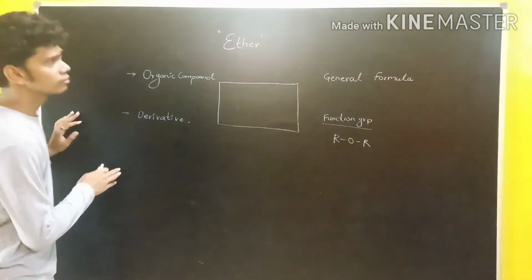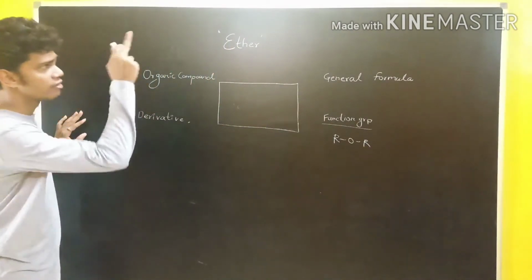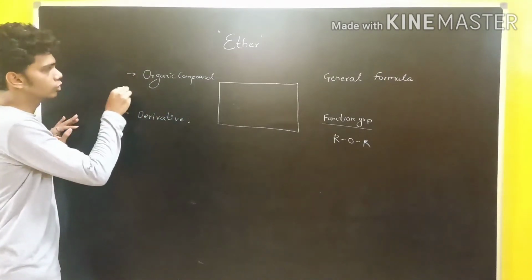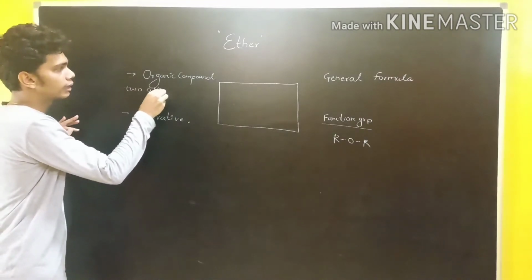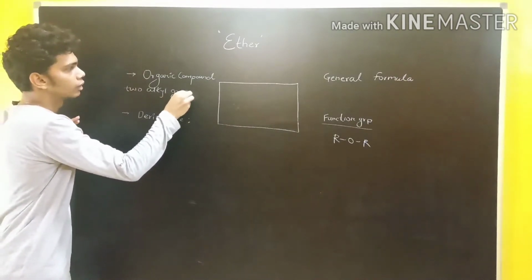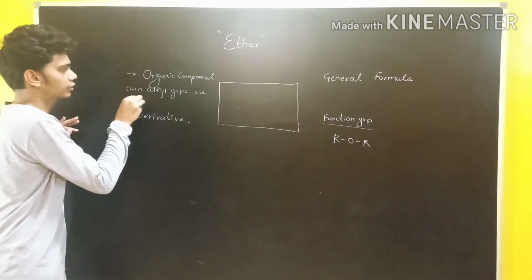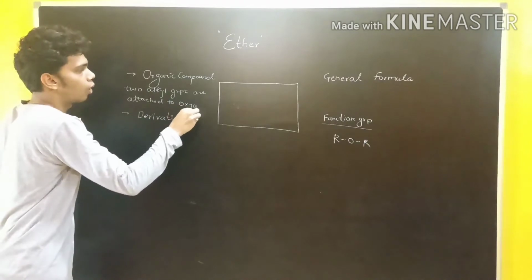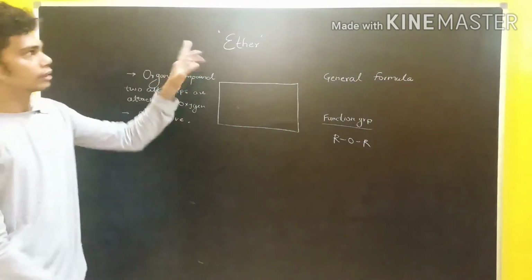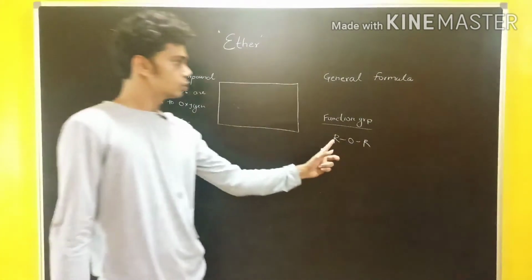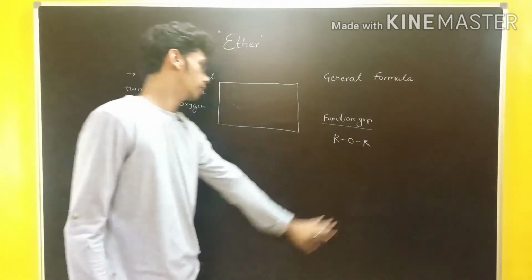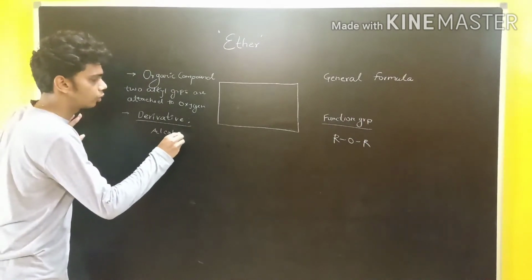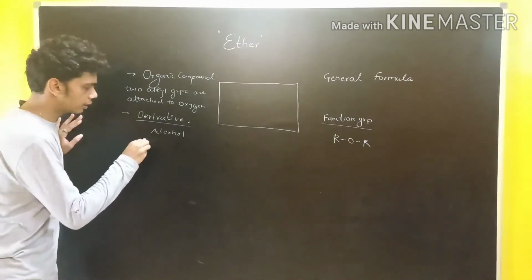When we talk about the ethers, it should be remembered that an ether is nothing but an organic compound in which two alkyl groups are attached to an oxygen atom. Ether is nothing but what? An organic compound in which two alkyl groups are attached to the oxygen atom. It is a derivative of the alcohol. Okay, you must know about that.